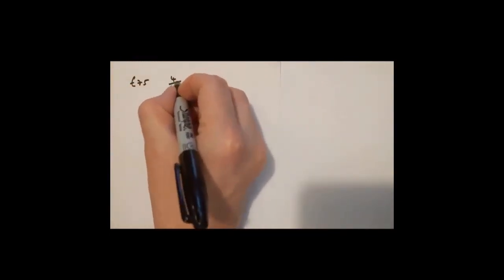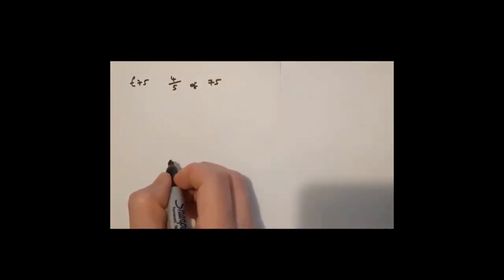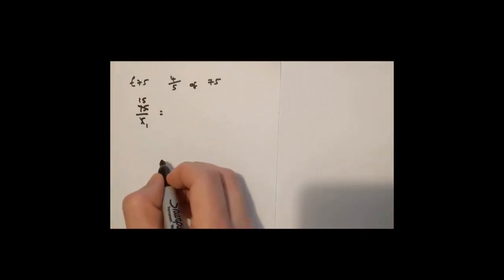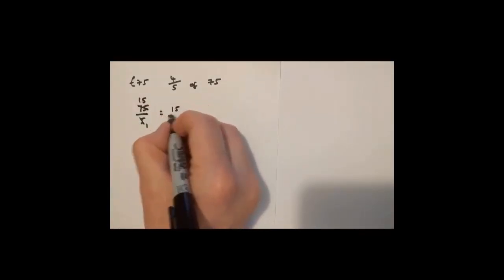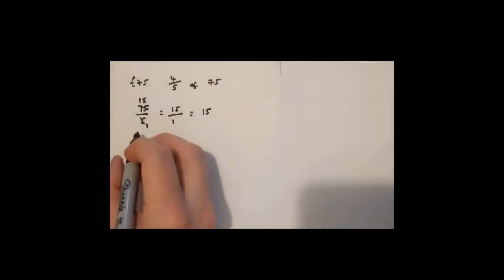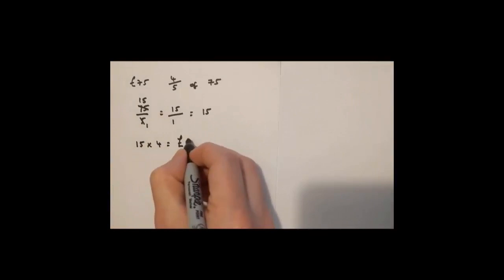So in this question we need to work out what 4/5 of 75 is. And to do this, we divide 75 by 5, and we can do this. 5 goes into 5 once, and into 75 15 times, so 1/5 is 15. And then if we multiply that by 4, we get £60.